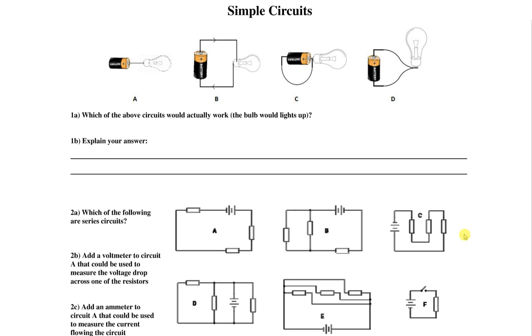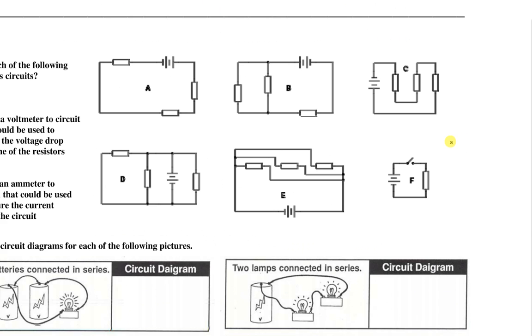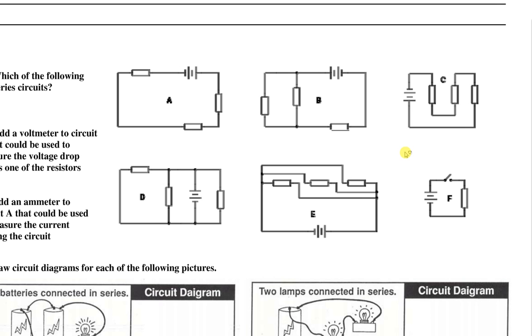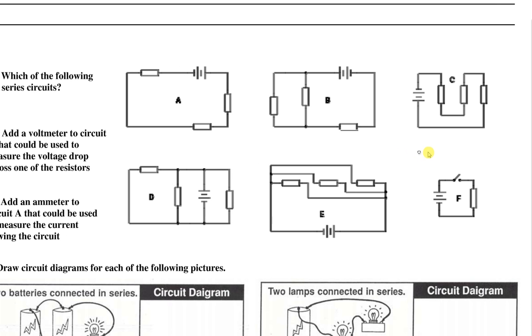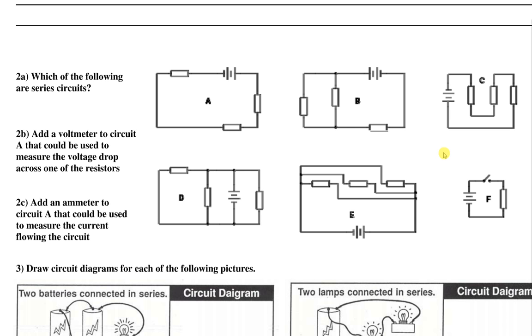So looking at some of these slightly more complex circuits here, A, B, C, D, E, and F. The first question is just to identify which of these are series circuits. Okay, so if we look at them, a series circuit is literally a single pathway where electricity would flow out one end of the battery through the circuit and simply return to the battery in a single pathway. So it goes through the components in series, one after the other.